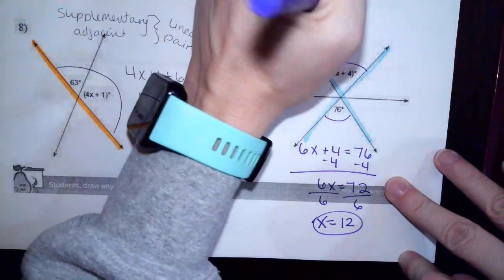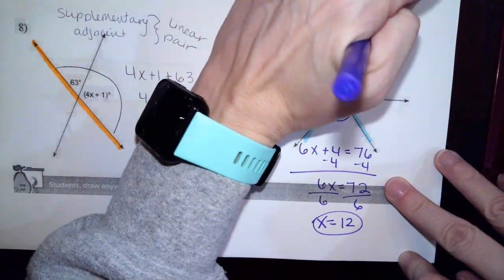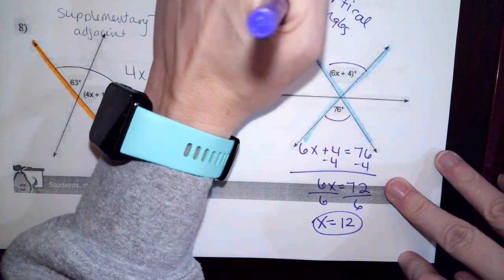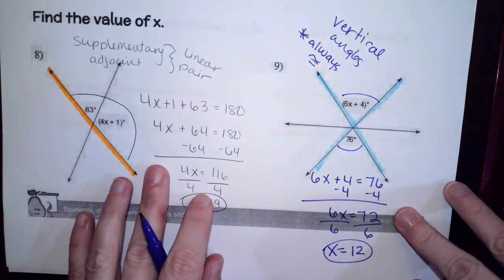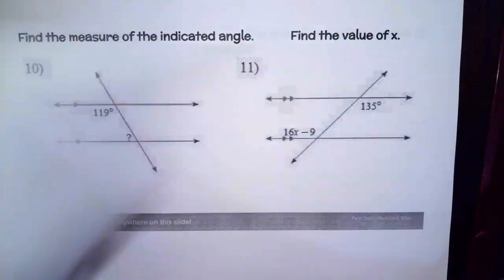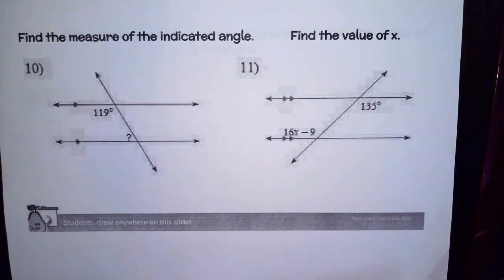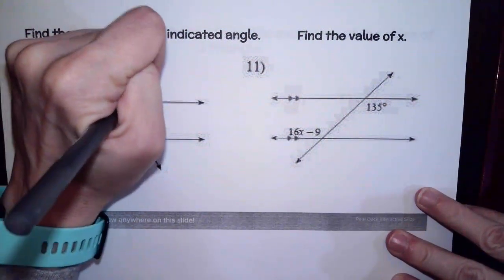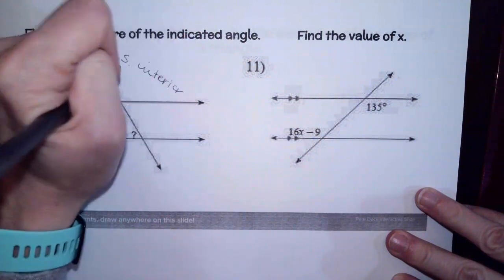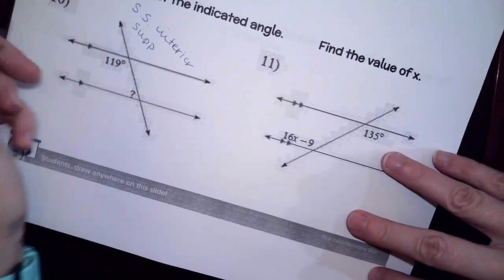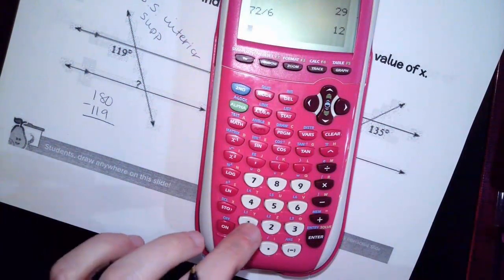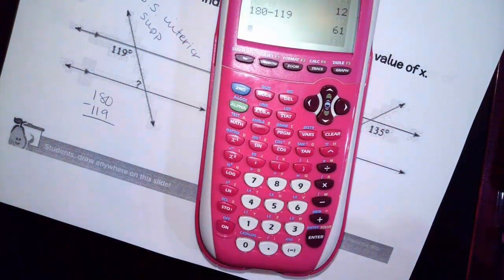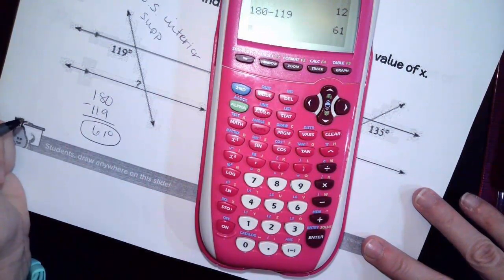Alright, there you go. So these are vertical angles. Always congruent. Vertical angles are always congruent. Alright, next page. Alright, these angles are same side interior, which means they're supplementary. So that means they add up to 180. So 180 minus 119 is 61. There we go. 61 degrees.